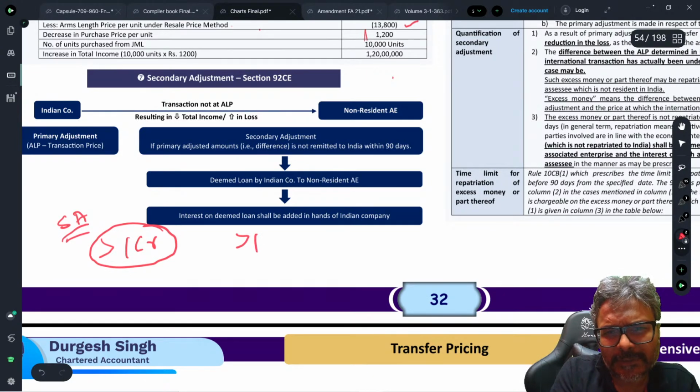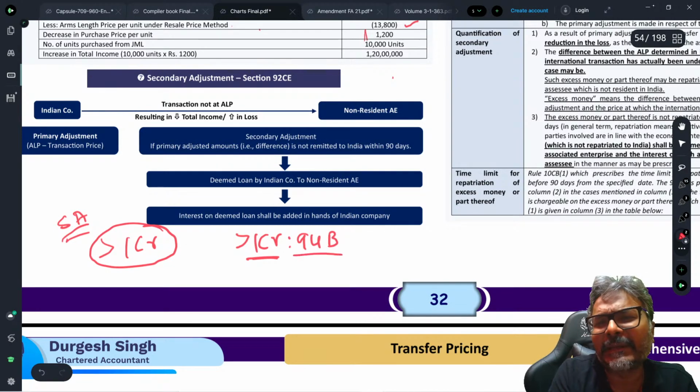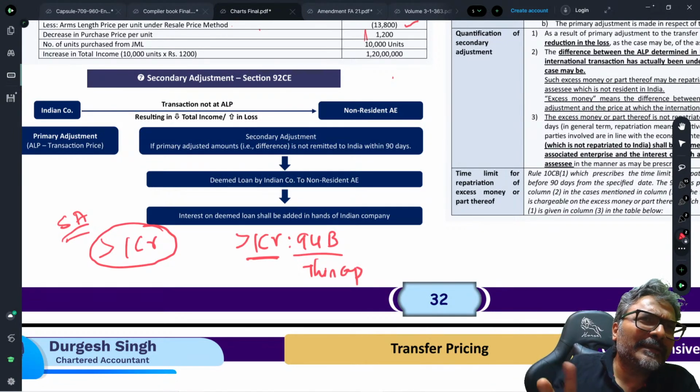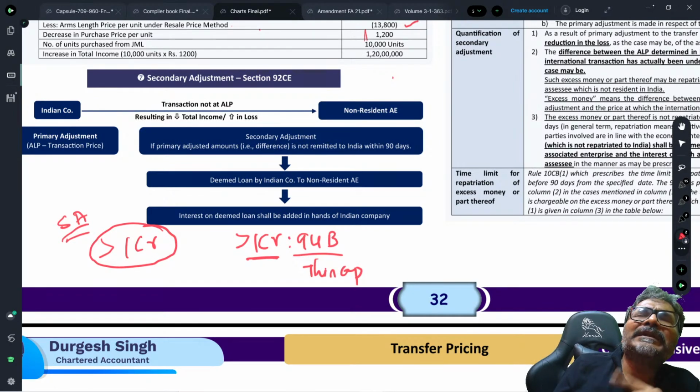And also more than 1 crore threshold, students, is also used in 94B, the thin capitalization. So only when the threshold exceeds 1 crore are these 2 concepts applicable. In 94B, which we discussed yesterday, it was the interest payment. The interest payment should go beyond rupees 1 crore. That is what we said in the last lecture.